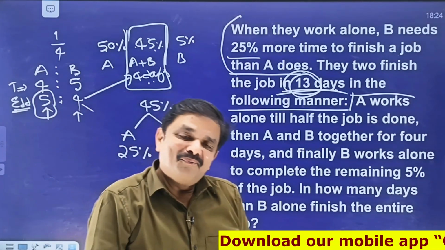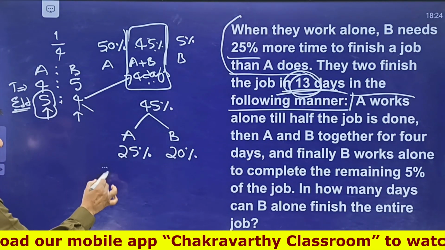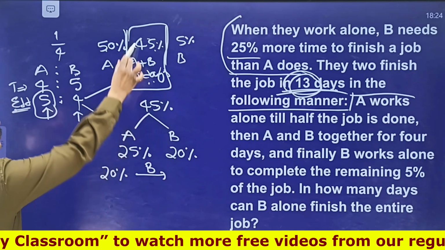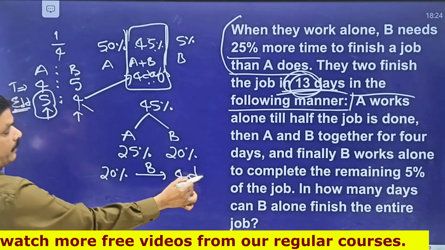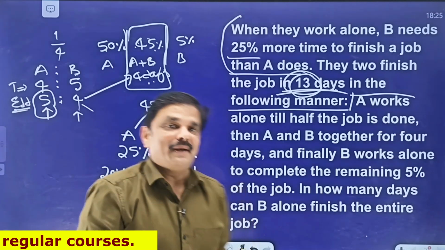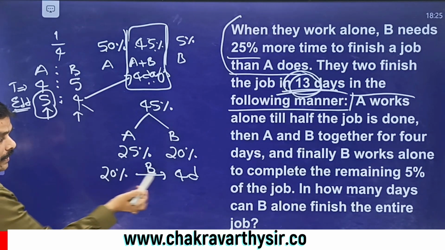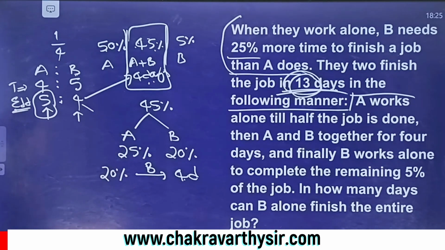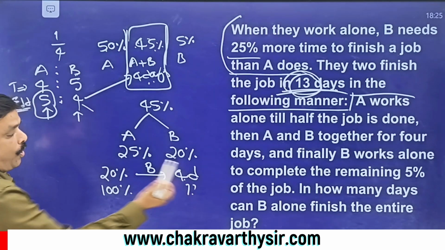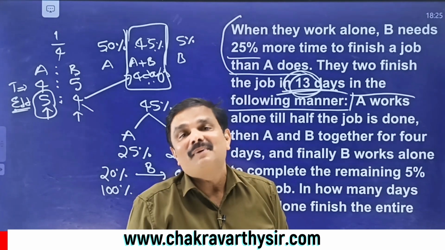Now, very simply, using unitary method, you can conclude like this. To complete 20% of the work, B takes 4 days, isn't it? Because my question is on B. In how many days can B alone do this one? Here, to complete 20% of the work, it takes 4 days for B. Then to complete the entire work, 100% of the work, how much time is taken by B?